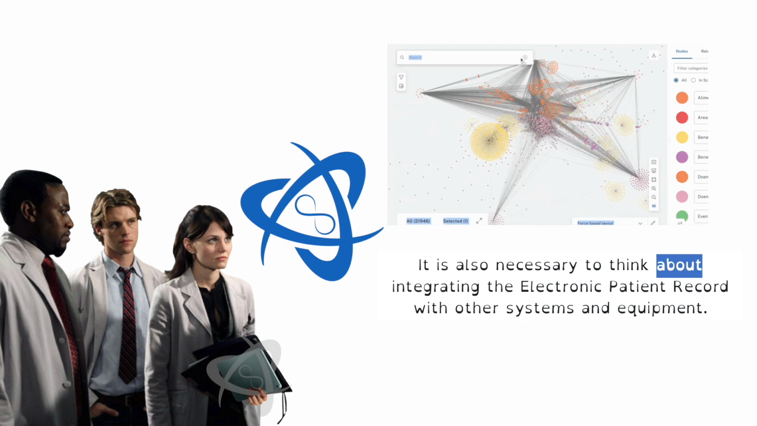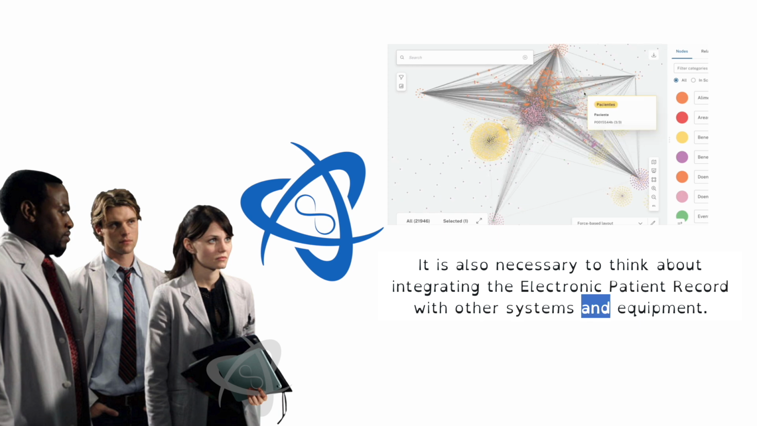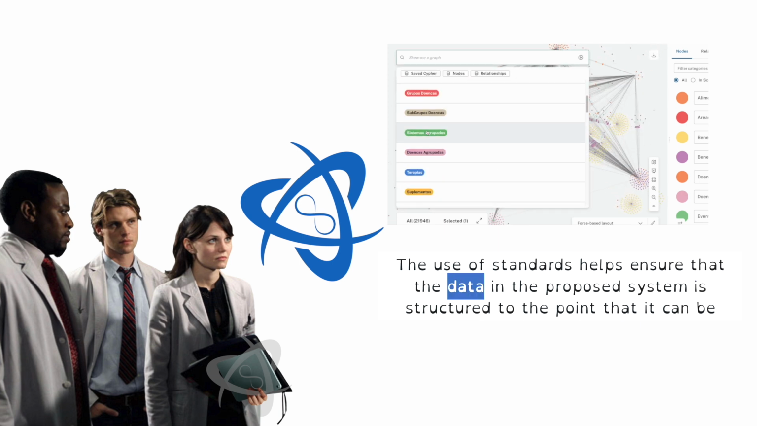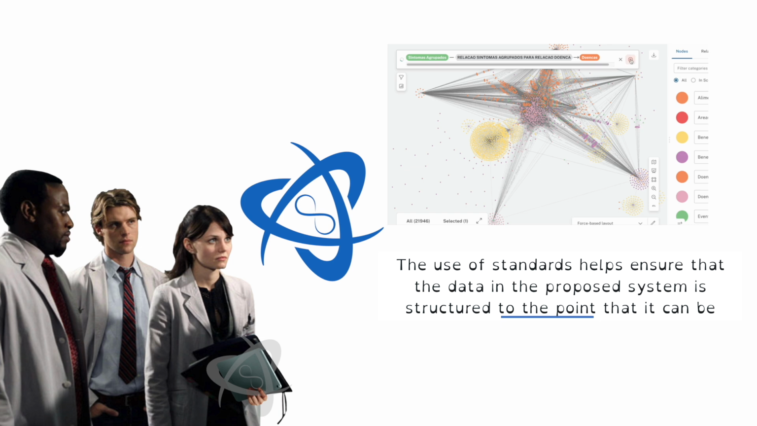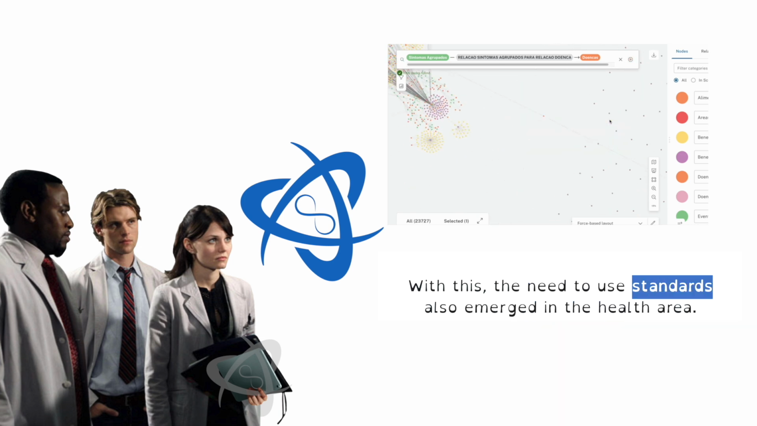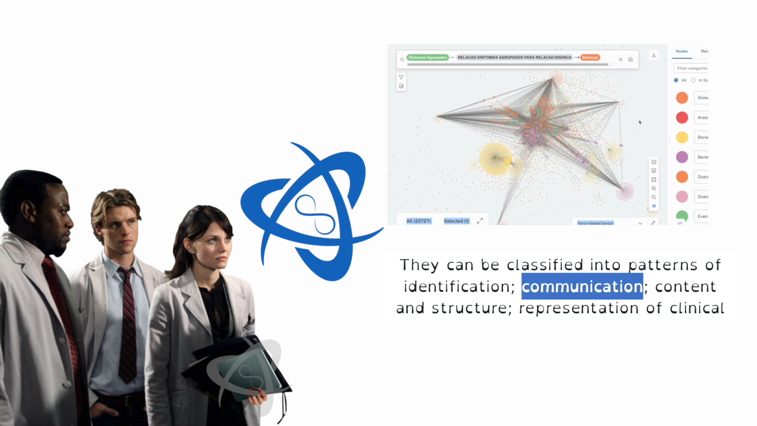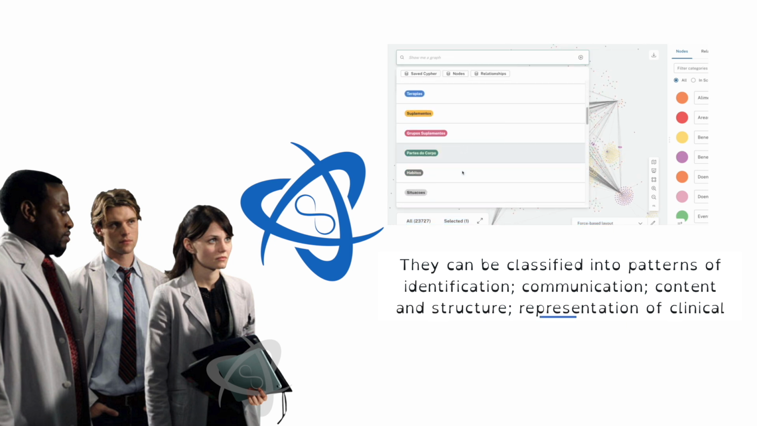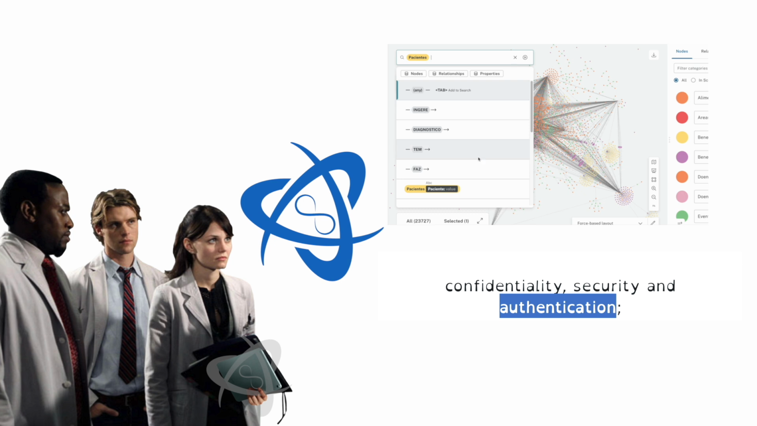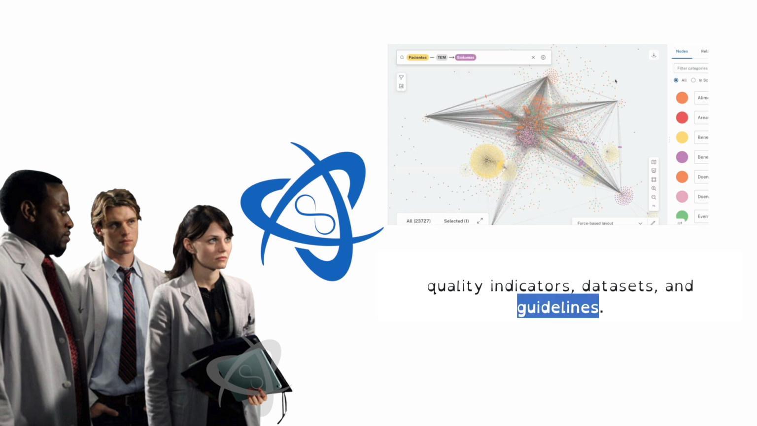It is also necessary to think about integrating the electronic patient record with other systems and equipment. The use of standards helps ensure that the data in the proposed system is structured to the point that it can be understood by other systems. With this, the need to use standards also emerged in the health area. They can be classified into patterns of identification, communication, content and structure, representation of clinical data, confidentiality, security and authentication, quality indicators, datasets, and guidelines.